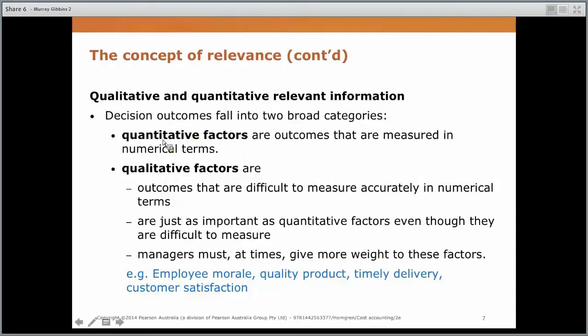So we've talked about these two issues: quantitative factors, where we can measure it and put a dollar value on it. Qualitative factors are a bit harder to measure and put a dollar value on, but we still need to consider them. Things like employee morale. What value do you put on the quality of your product, or timely delivery, or customer satisfaction?